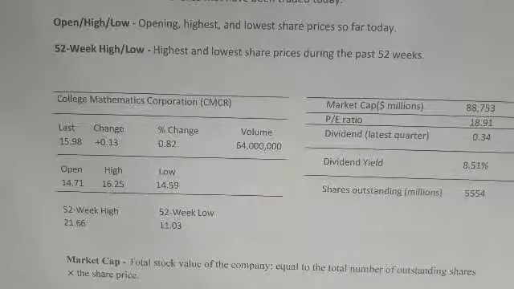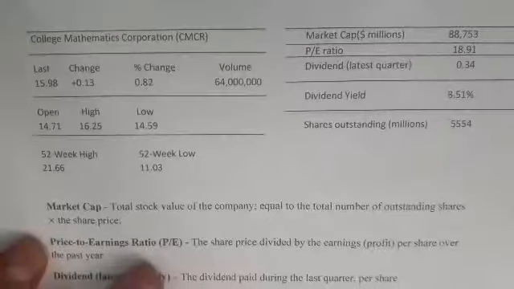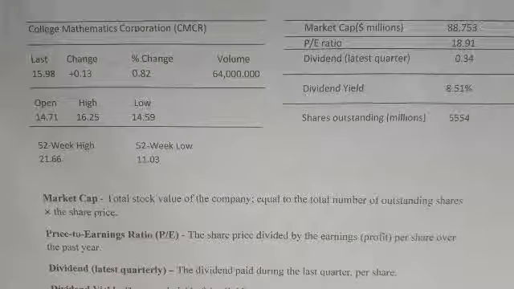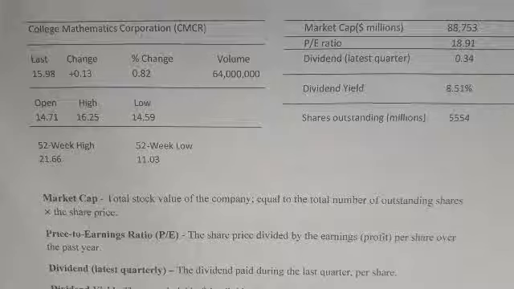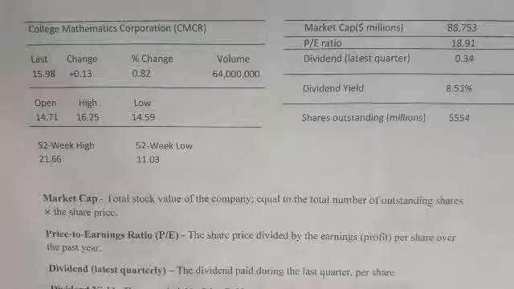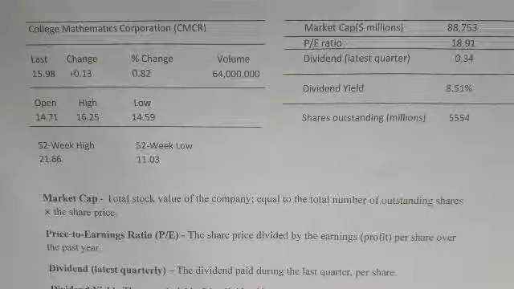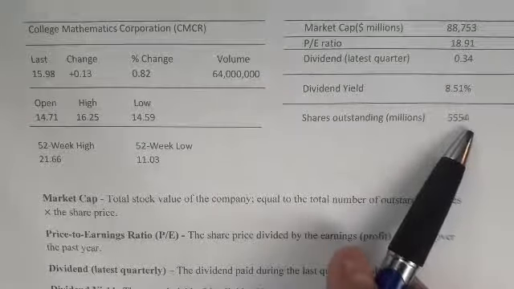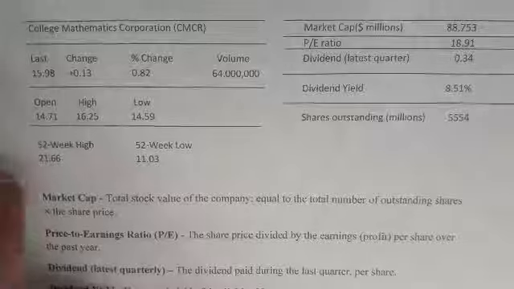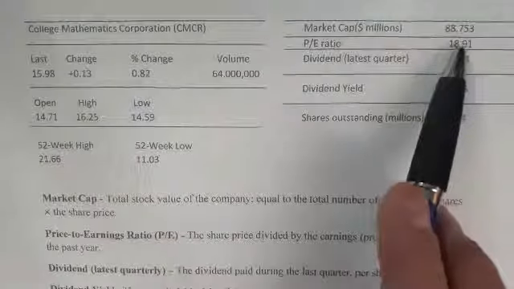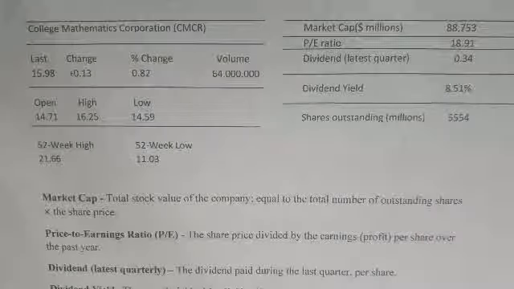The other thing, we're going to the other side with the market cap. Market cap is the total stock value of the company, equal to the total number of outstanding shares times the share price. I'm jumping ahead, but shares outstanding is the total number of shares that exist for that company. So if we want to know the market cap, it is the number of shares times the price of each share, which gives you the total price of all the shares, is what they're saying there with that market cap.